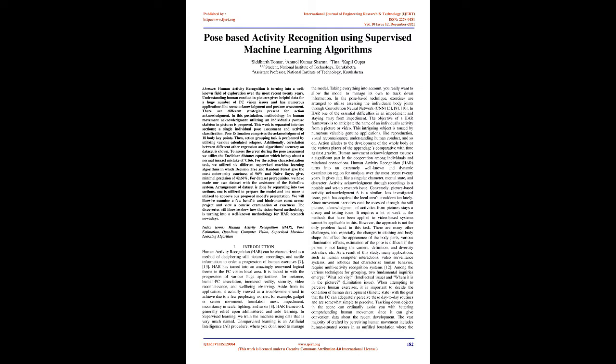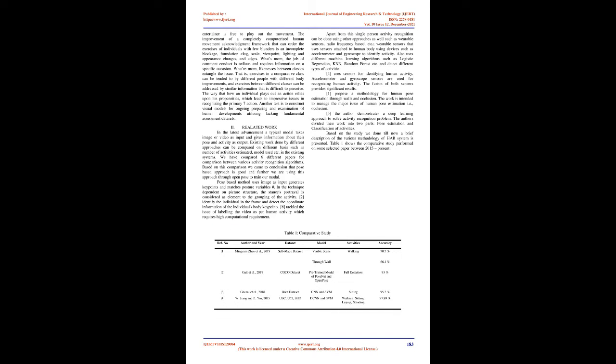HAR systems generally rely upon supervised and unsupervised learning. In supervised learning, we train the machine using data that is well labeled. Unsupervised learning is an artificial intelligence, AI, technique, where you don't need to supervise the model. Taking everything into account, you allow the model to work on its own to find information. In the pose-based technique, exercises are classified by estimating the individual's body joints through convolutional neural network, CNN. In HAR one of the essential difficulties is occlusion and avoiding occlusion.